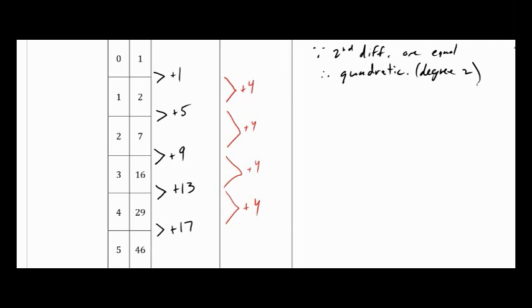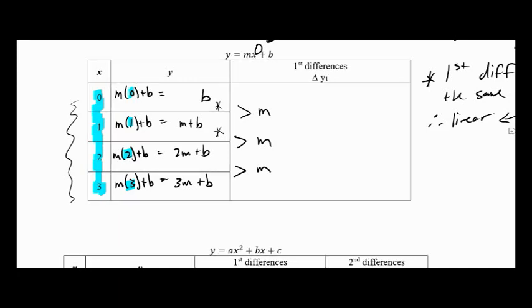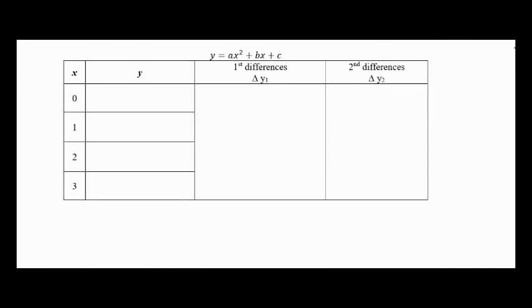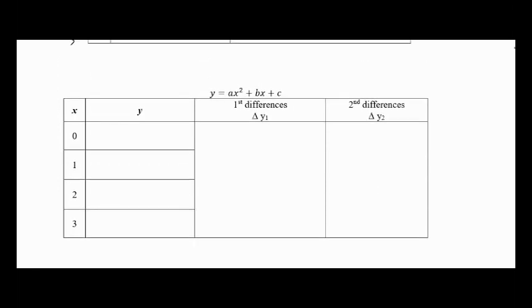But wait, we don't know how to do that yet. So let's flip back over to our other page. And see if you can do the same thing for the quadratic ax squared plus bx plus c that we did for linear.